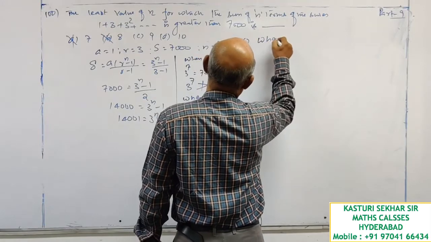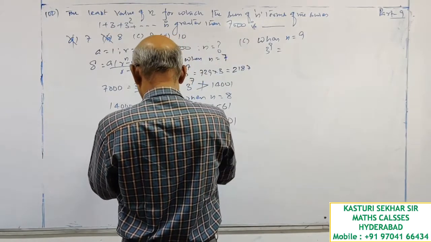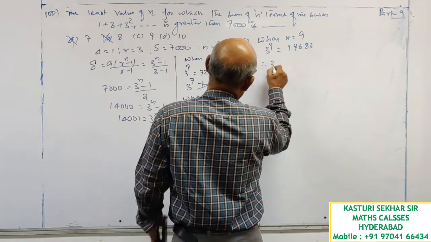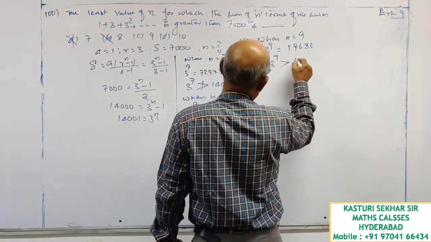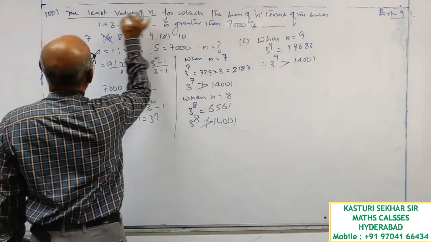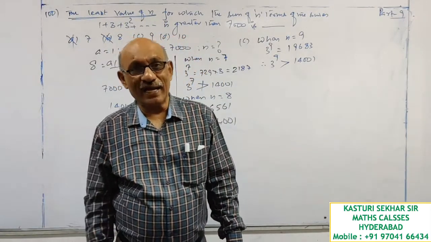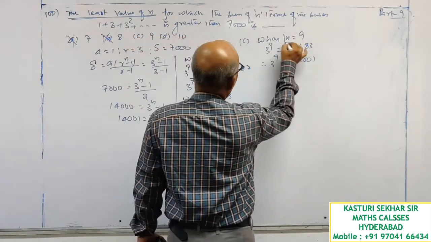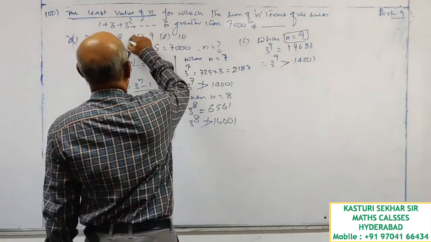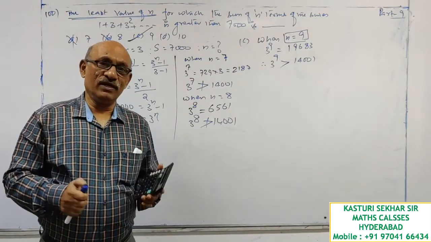Option C, when n is equal to 9, 3 power 9 is 6561 into 3, which is 19,683. Therefore 3 power 9 is greater than 14,001. What is asked in the question? The least value of n, the minimum number of terms I have to add. So 9 terms I have to add to get the required sum greater than 7,000. So option C is the answer to the given question.